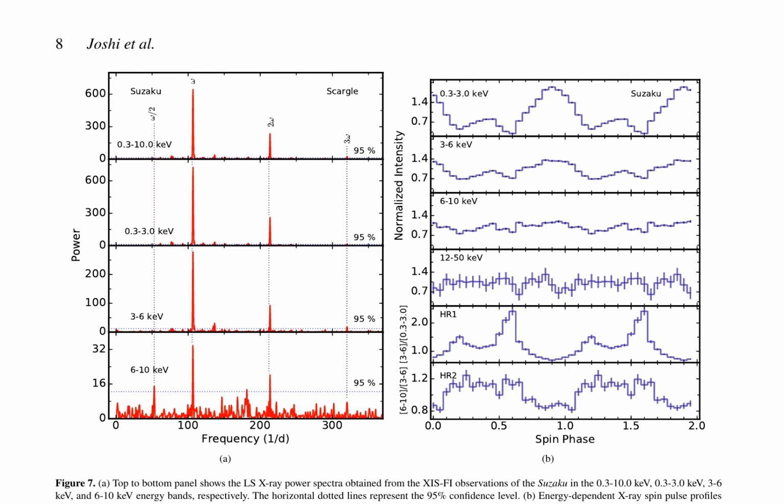These peaks decrease in power towards harder energy bands. The energy-dependent X-ray spin pulse profiles extracted from the XIS FI observations, shown in Figure 7b, display double-peaked spin modulations that are more prominent at lower energies and almost constant at higher energies. The spin phase folded hardness ratio curves, HR1 and HR2, also show strong modulation and are 180 degrees out of phase with respect to the intensity modulation.